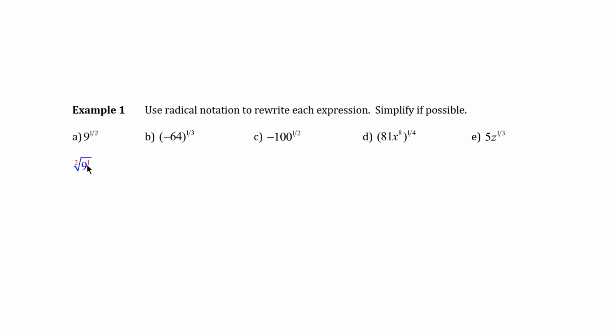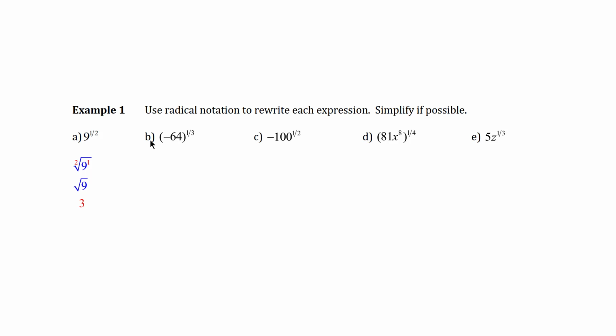However, in general, we don't write the value of the index if we're working with the square root, and we don't write the value of an exponent if it's just 1. So we just rewrite this as the square root of 9. Since we can take the square root of 9, we need to simplify this further. Our final answer is just 3.